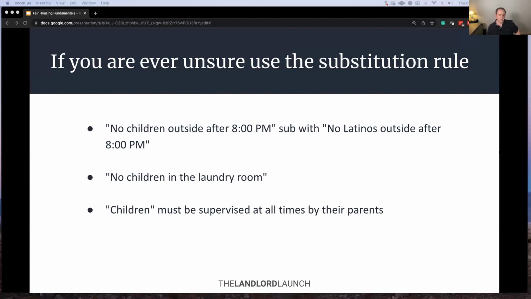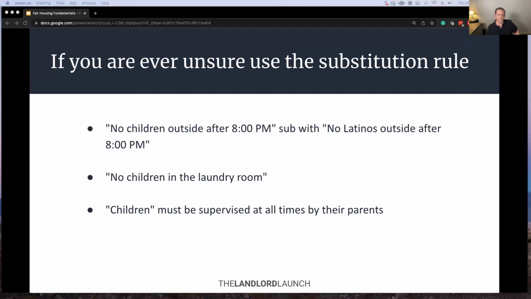And there you go. Children must be supervised at all times by their parents. That would be extremely tough. I think that's one of those violation rules. Again, substituted out: people with autism must be supervised at all times by their parents. That is a clear-cut case of discrimination against somebody with a disability.